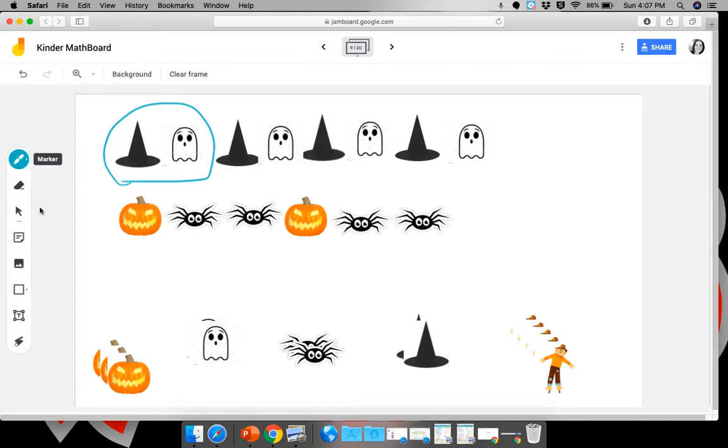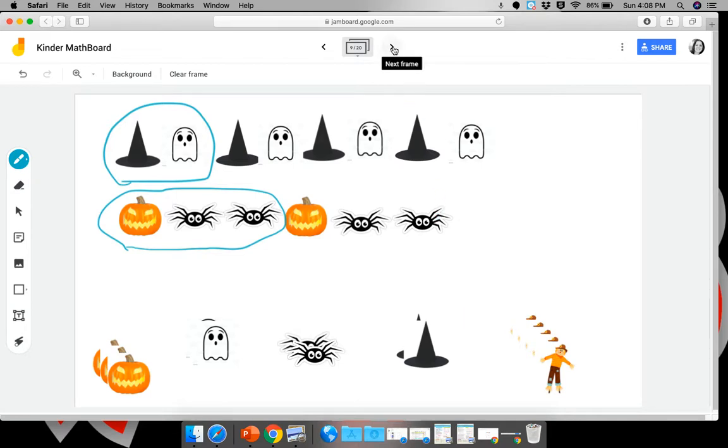Circle the part of the pattern that repeats. Every time I see a jack-o'-lantern, I always see 2 spiders, so follow along with your finger. Let's do a big circle around this part of the pattern that repeats. Jack-o'-lantern, spider, spider. Oh, great job today, friends. We are going to be making more Halloween patterns tomorrow. I'm so proud of the hard work you're doing.